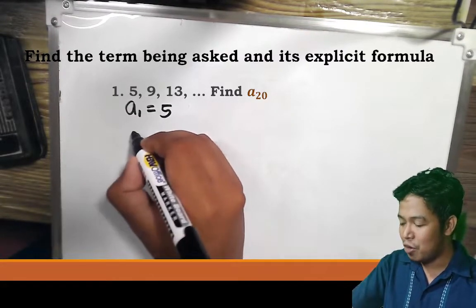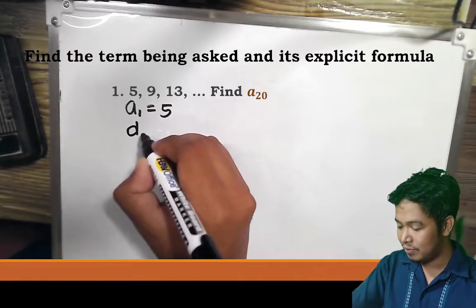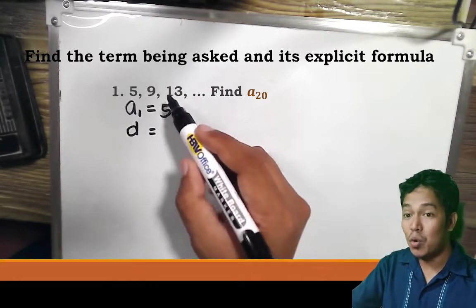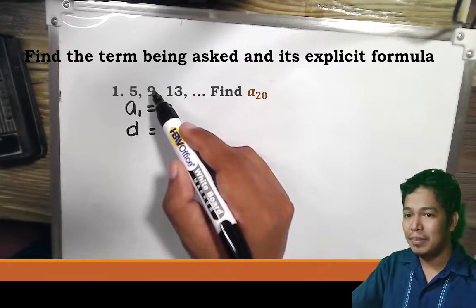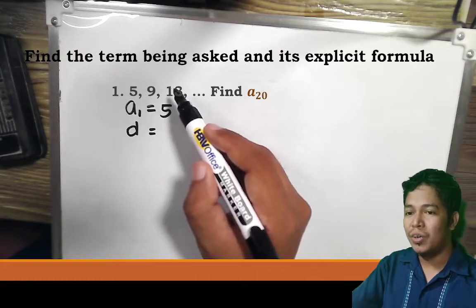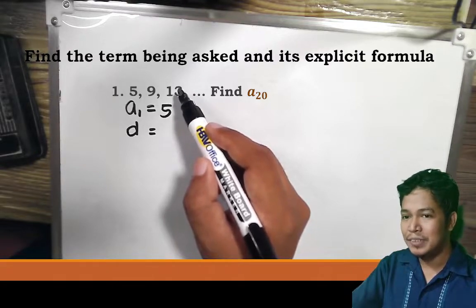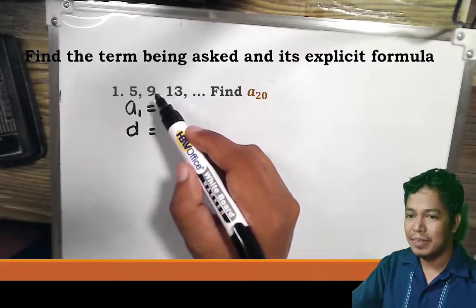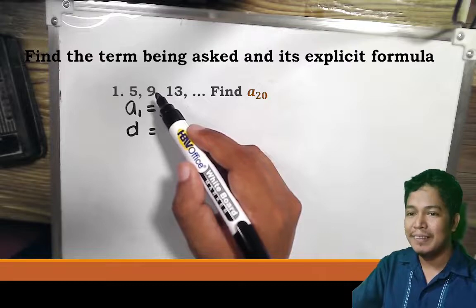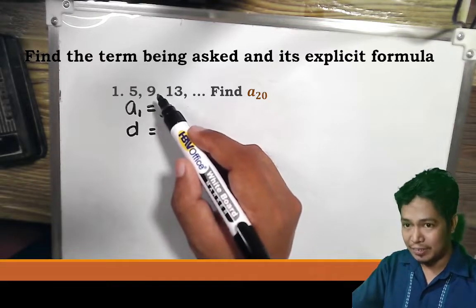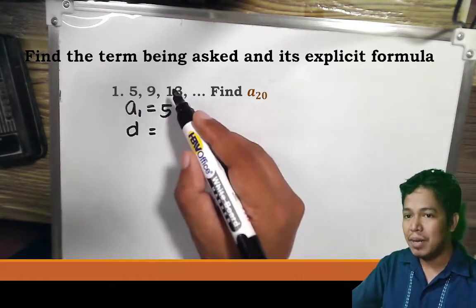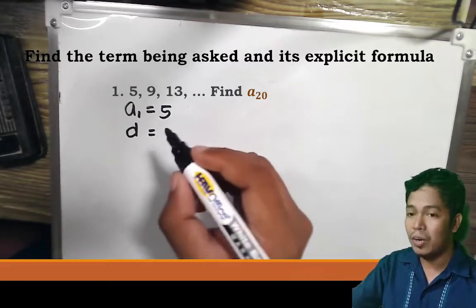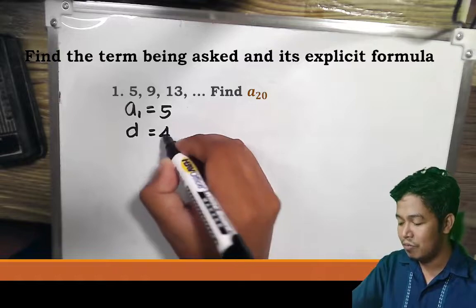Next is the common difference. Ang common difference ay makukuha kapag sinubtract po natin ang second term and then yung first term, or yung third term sa second term. If they are constant, then that is the common difference. So 9 minus 5 is 4. 13 minus 9 is 4. So our common difference is 4.